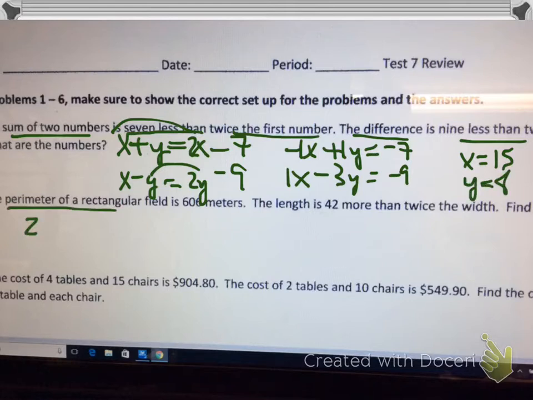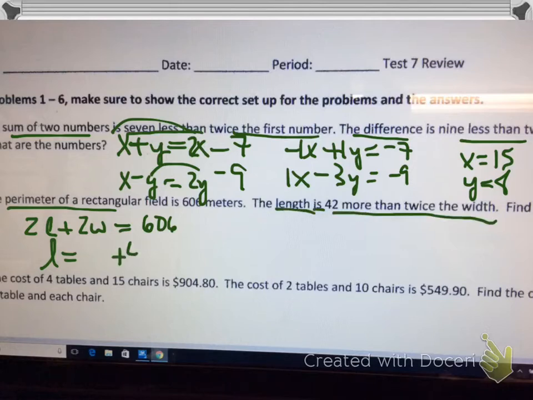Okay, so moving on to the second problem. Perimeter of a rectangle. Every time you see perimeter of a rectangle, you should be rewriting 2L plus 2W is 606 meters. Next sentence, next equation: length is, so L equals 42 more than, so plus 42, twice the width, so 2W. Now again, the 2W needs to move to the other side, so I have 1L minus 2W equals 42.